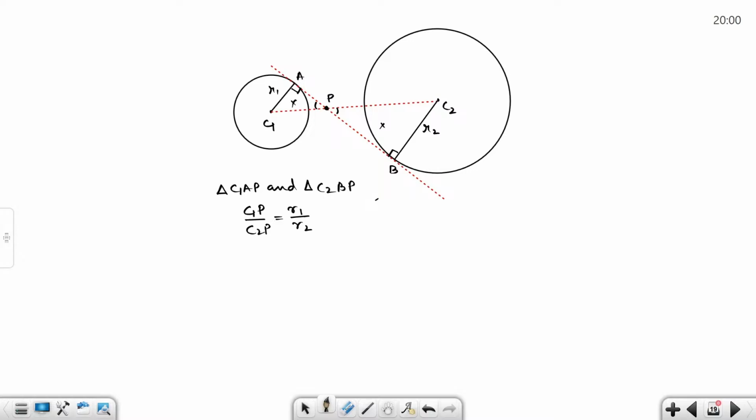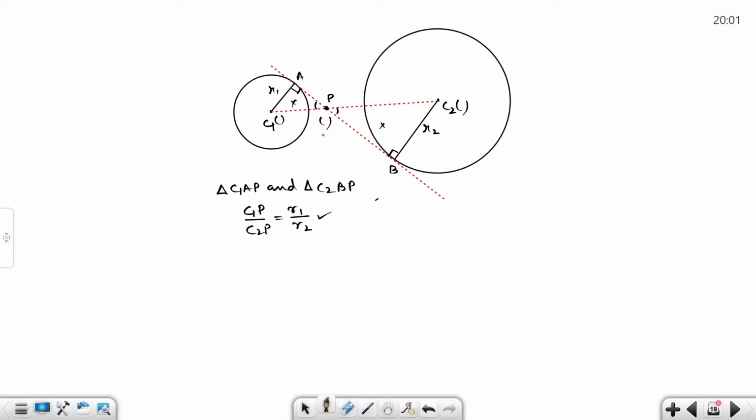And for direct common tangent, point P is dividing the line joining the two centers of the two given circles externally in the ratio R1 is to R2, right? So the moment you know this ratio C1P by C2P, which is your R1 is to R2, you know the coordinates of C1 and C2 as the equations of the two circles are given, so you can find out point P by the section formula.